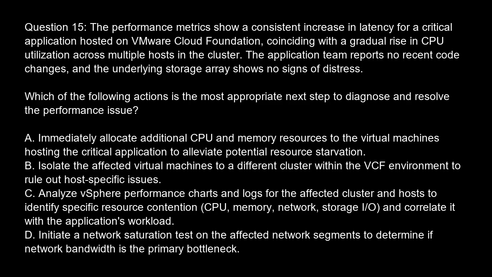Option A. Immediately allocate additional CPU and memory resources to the virtual machines hosting the critical application to alleviate potential resource starvation. Option B. Isolate the affected virtual machines to a different cluster within the VCF environment to rule out host-specific issues. Option C. Analyze vSphere performance charts and logs for the affected cluster and hosts to identify specific resource contention, CPU, memory, network, storage I/O, and correlate it with the application's workload. Option D. Initiate a network saturation test on the affected network segments to determine if network bandwidth is the primary bottleneck.